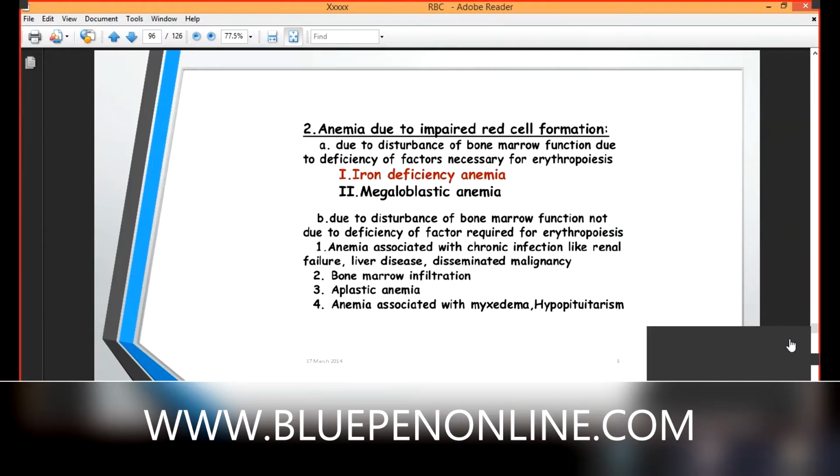Then some poisons, or primary failure of the bone marrow to function, etc. Okay?